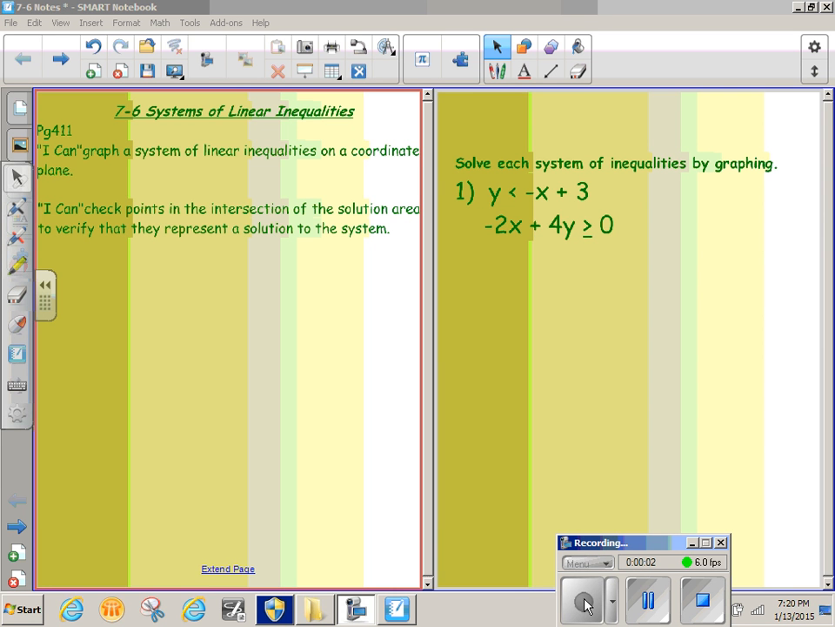Howdy, Tigers! Today we're going to learn about systems of linear inequalities. I can graph a system of linear inequalities on a coordinate plane. I can check points in the intersection of the solution area to verify that they represent a solution to the system. Remember that the ordered pair has to satisfy not one, but both of the inequalities, just like when we were working with equations.